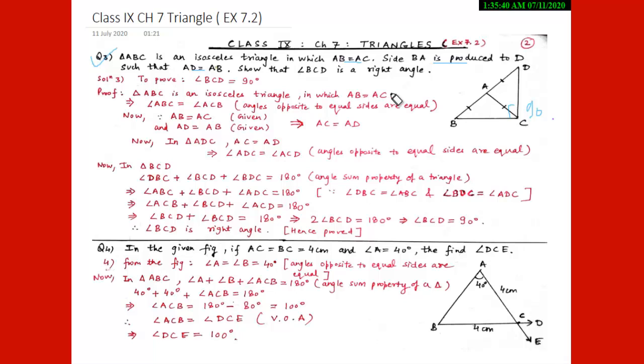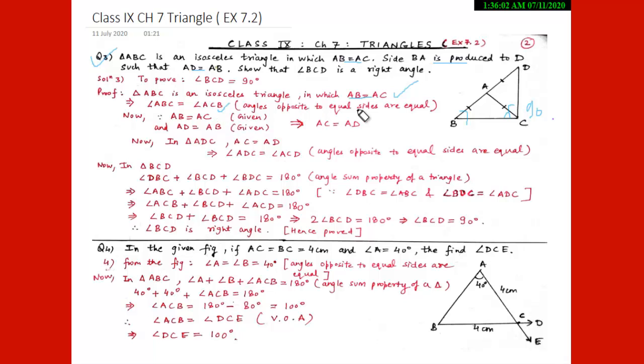So here, as you can see, triangle ABC is an isosceles triangle where AB is equal to AC. So student, if AB is equal to AC, then the angle opposite of side AB is angle C and the angle opposite of side AC is angle B. So from here, angle ABC is equal to angle ACB, and the reason is angle opposite to equal sides are equal.